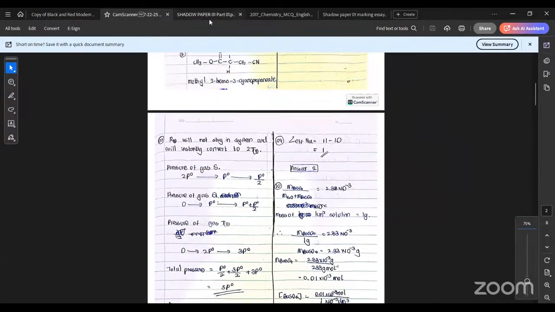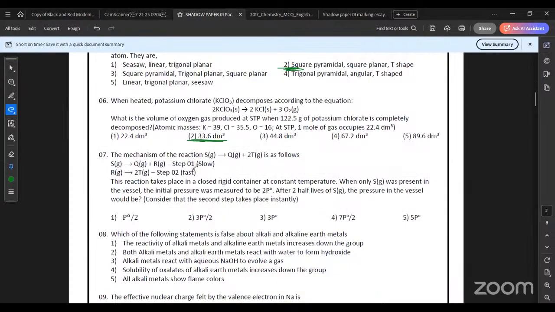Now let's see the question. So the first step is slow, so we can assume all the R molecules will instantly go to 2T. We don't have to do it in 2 steps actually; we can do it in 1 step. We can look at this and directly do it. The reaction occurs in a closed container at constant temperature, when only S gas is present in the container. The initial pressure was measured to be 2P naught. So initially, people, there was 2P naught of S gas.